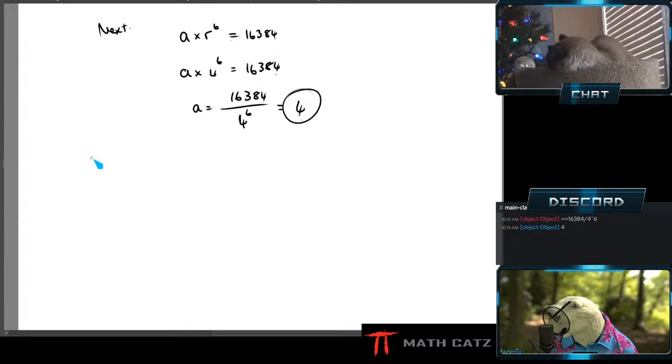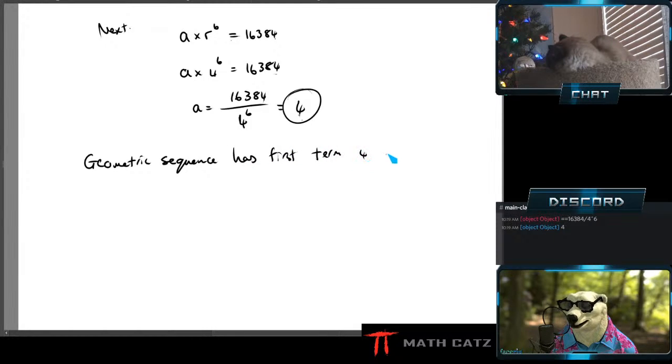So, the geometric sequence, they're all the same, has first term 4 and ratio 4. So I have my formula that I can use to find anything I want.